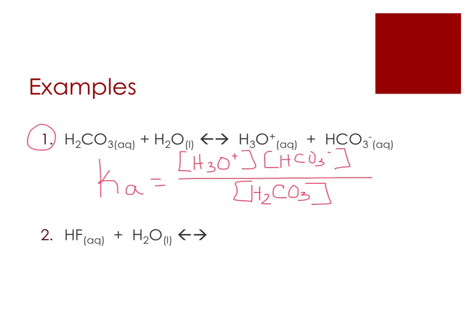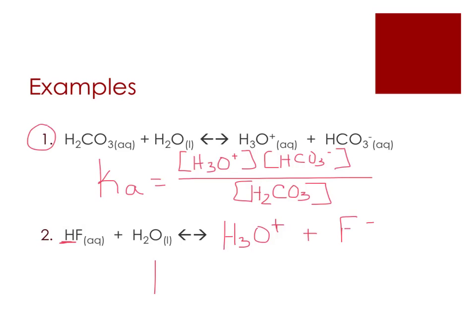In the next example, you're asked to first predict the products before writing the Ka expression. In this case, since HF has an H+ to donate, it will act as an acid, yielding H3O+, the result of H2O gaining an H+, and F-, the result of HF losing an H+. Pause the video here and try writing the Ka expression for this reaction.